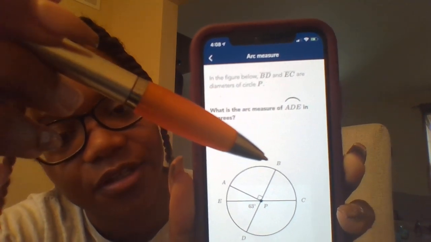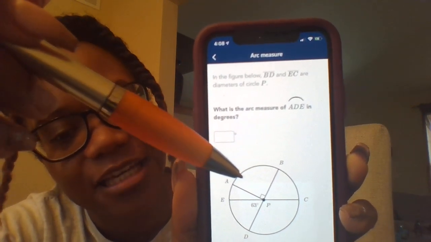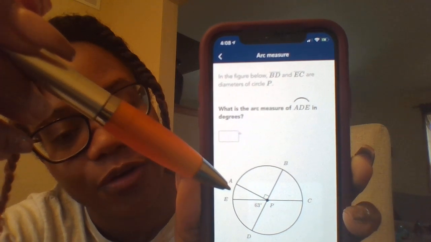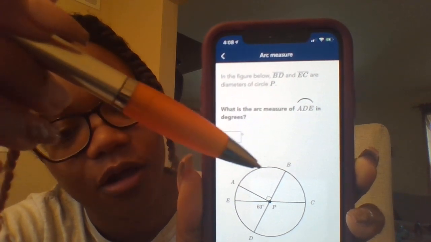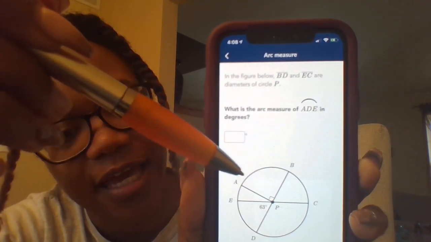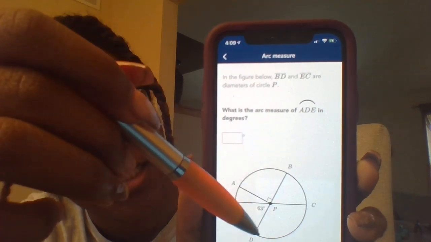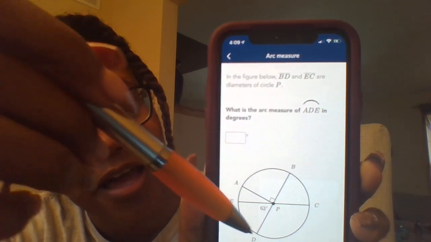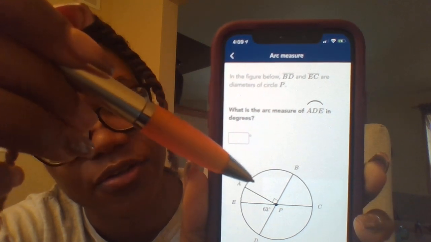180 degrees. So the major arc ADE, you start at A, you don't cut through E to get to D, you have to go all the way around the circle. So we start at A, then go to D, then E. So we're asked to find this whole part of the circle.